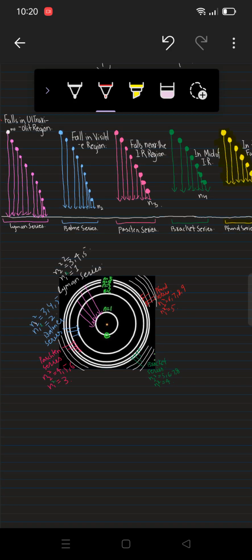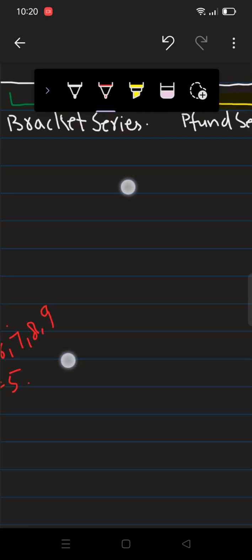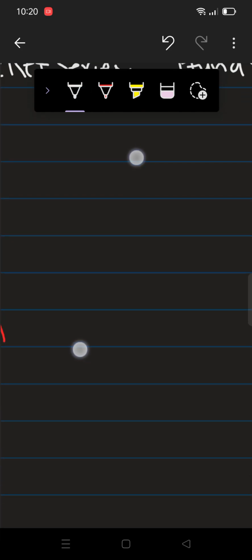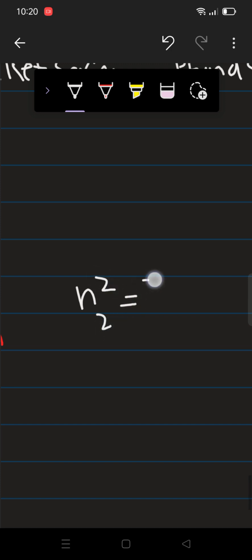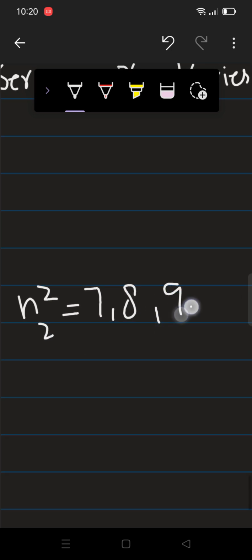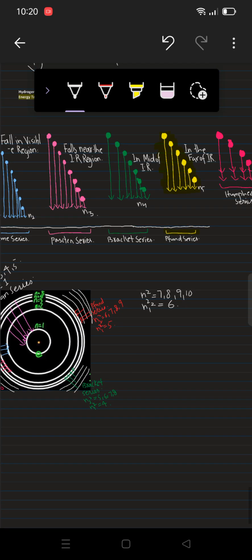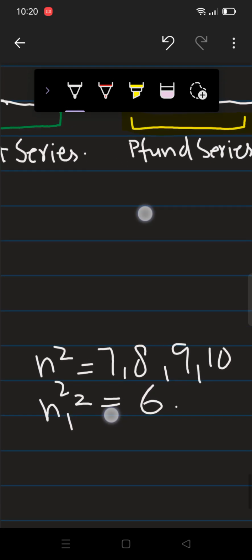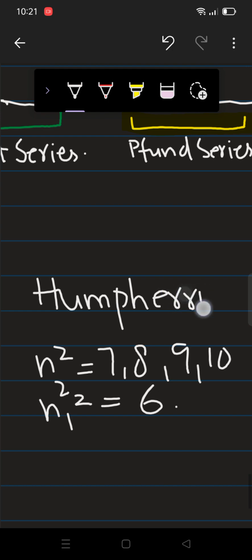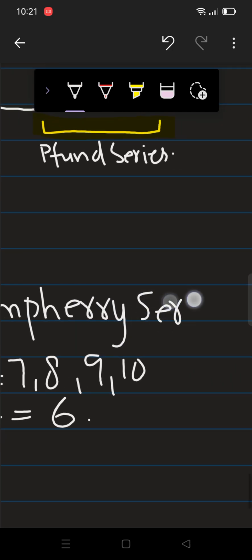I have already discussed with you the Humphreys series, which is the sixth series, in which the electron comes from anywhere, meaning n2 would be 7, 8, 9, or it can come from 10 as well. But n1 would always be 6, because they fall on the 6th orbit. And this is the Humphreys series.